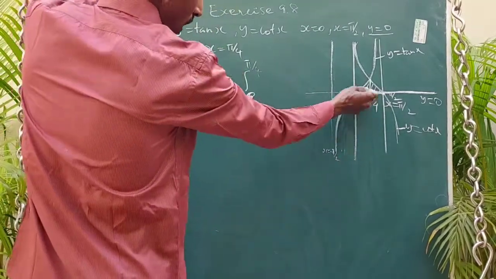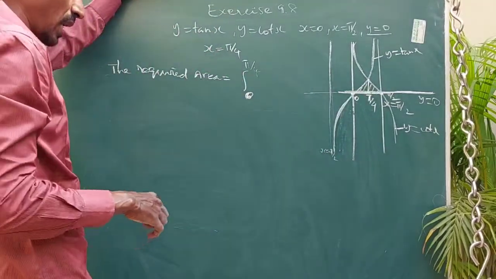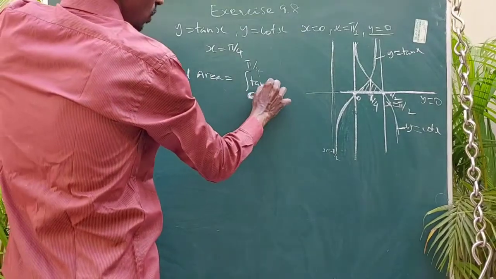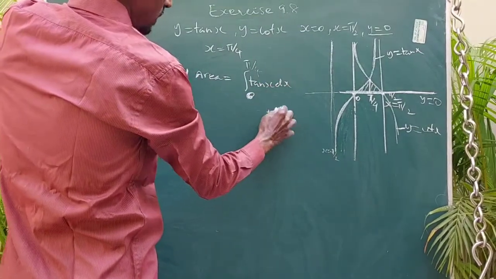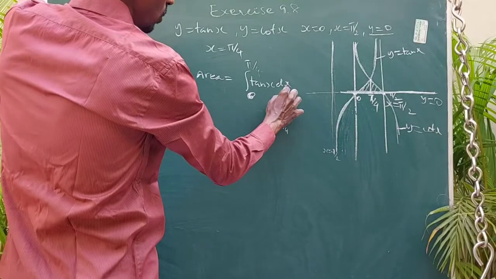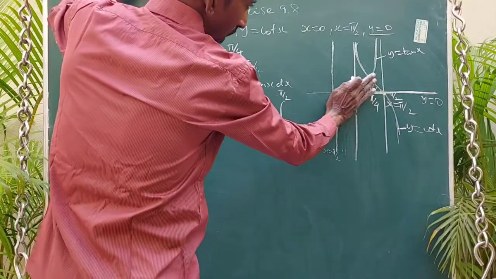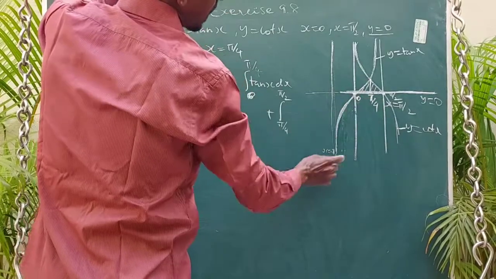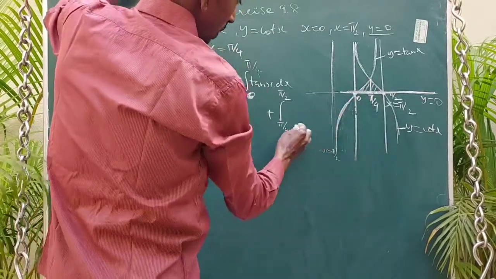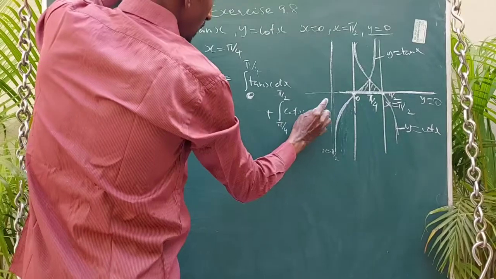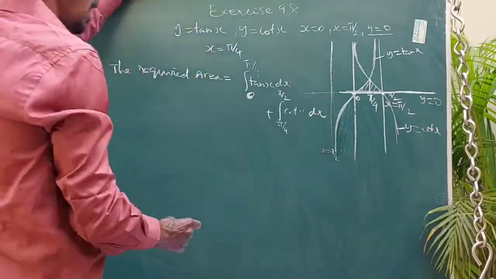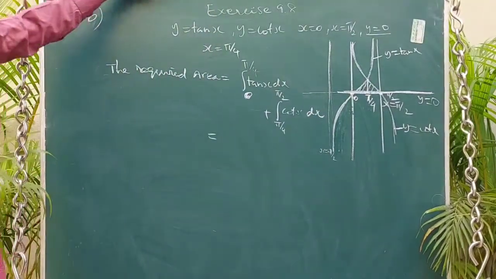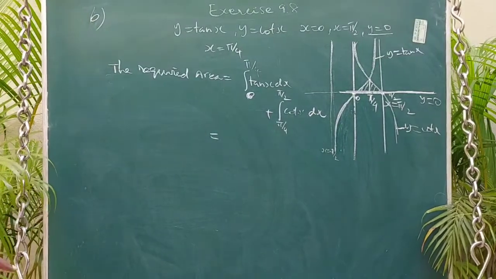Again it is above the x axis, so y dx, here y is tan x, so integral of tan x dx, plus integral from 45 to 90, again we consider the cot x curve separately as a single curve. So it is cot x dx, very simple one. I think you all know the integration of tan x and cot x.